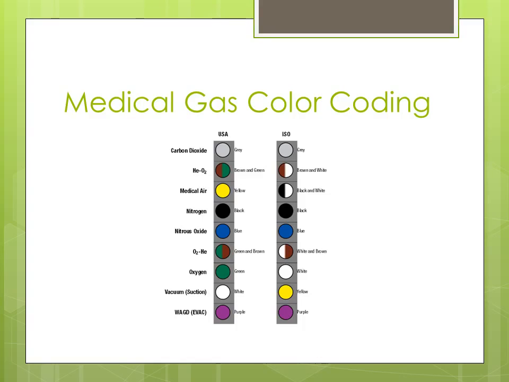So gray cylinders you would see would be carbon dioxide. Medical air, yellow, again, that's very common. Nitrogen, black. Nitrous oxide, blue. And then you got oxygen, skipping down to oxygen, green. And then vacuum suction, which is white. And the waste anesthetic gas is purple. So these are the common color codes you would see in healthcare.